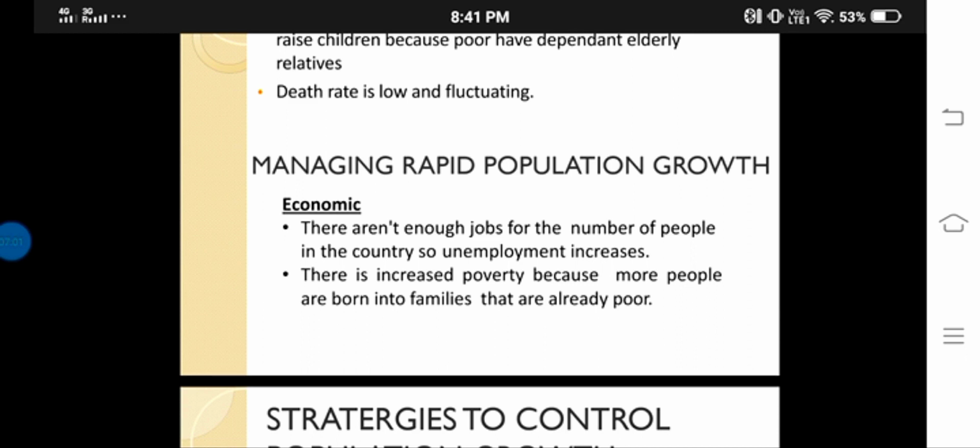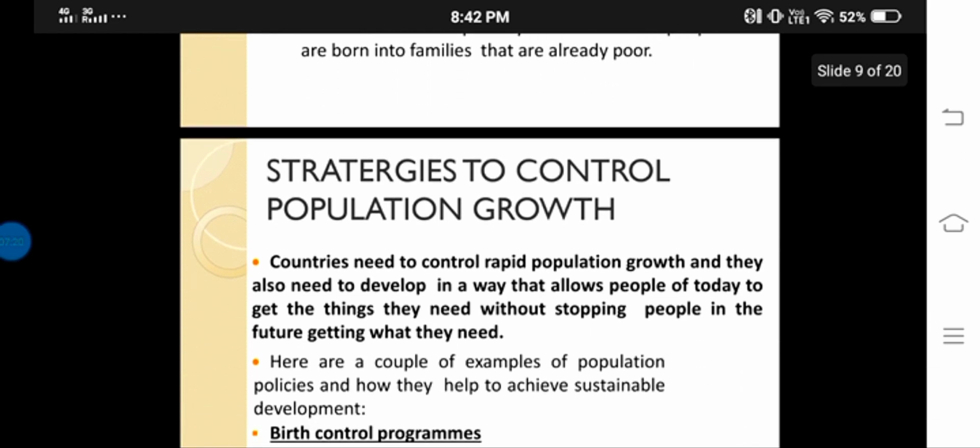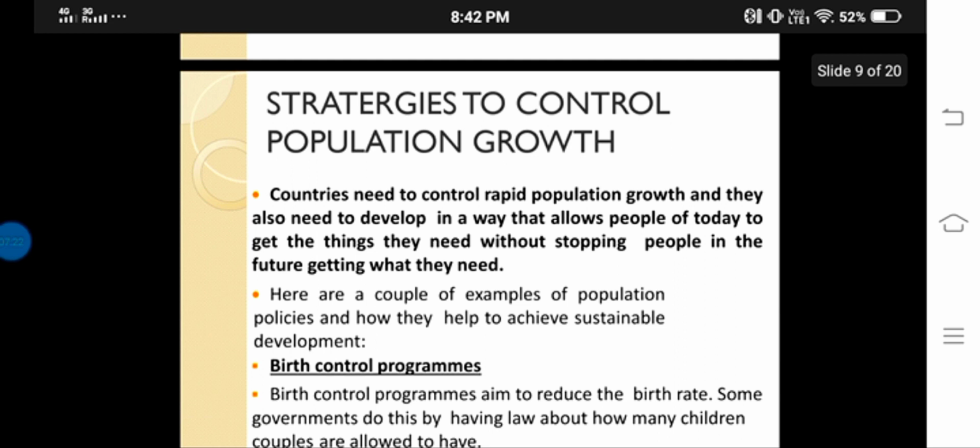First of all, economic perspectives say there aren't enough jobs for the number of people, so unemployment increases. So if unemployment is there, there will obviously be poverty because their demand will be low, their consumption will be low, and more people are born into families that are already poor because they don't have adequate knowledge regarding that.